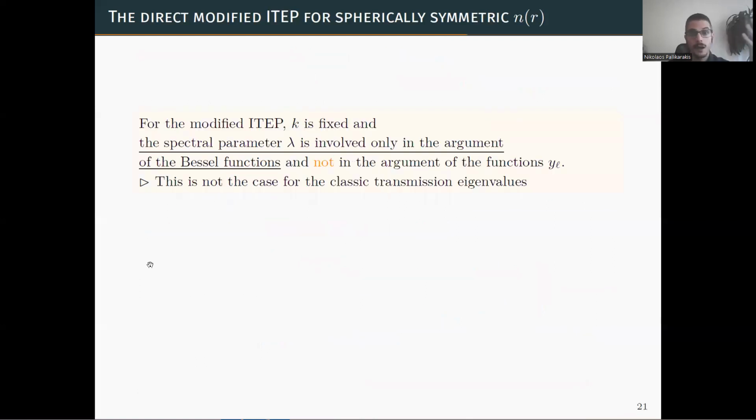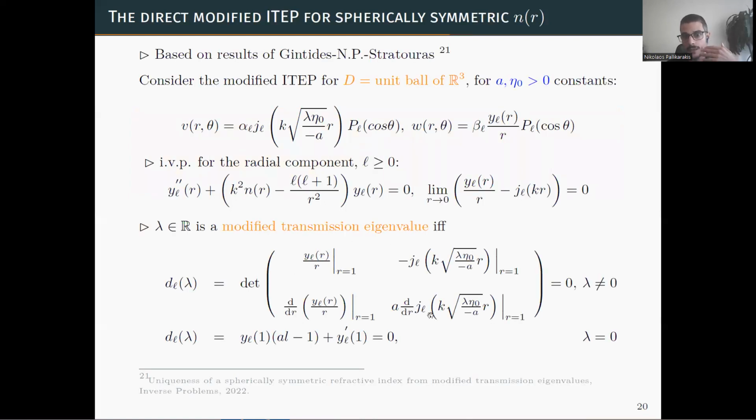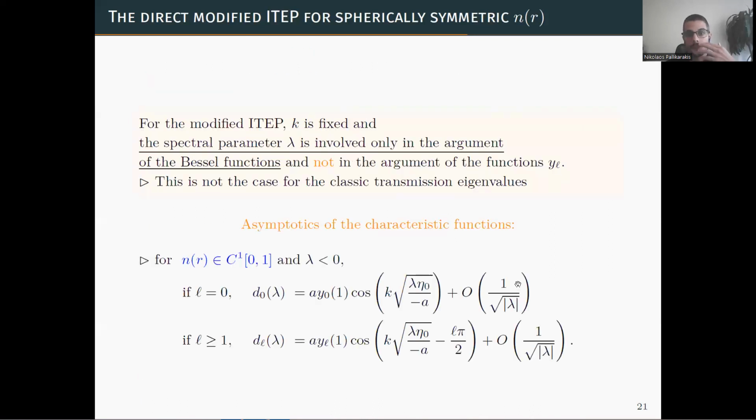So again, I have to note that for the problem that we study now, the modified problem, the k is fixed and the spectral parameter is lambda, and it's involved only in the argument of Bessel functions and not in the argument of functions YL. And this is not the case of the classic transmission eigenvalues, where in the corresponding determinant in the classic problem, k square lives in all terms here. Here, lambda, with the new parameter, lives only in the Bessel function. These functions are not associated with lambda directly. And this is one of the major differences.